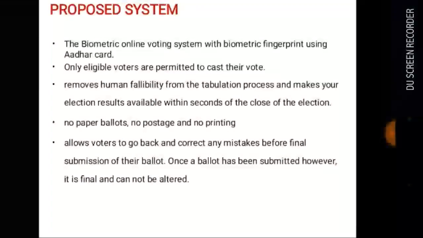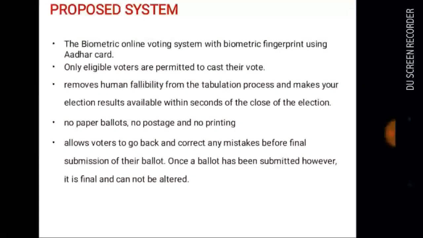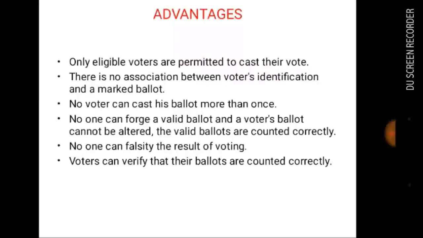Proposed system: the biometric online voting system with biometric fingerprint using Aadhaar card. Only eligible voters are permitted to cast their vote. Remove human fallibility from the tabulation process and make your election results available within seconds of the close of the election. No paper ballots, no postage, and no printing. It allows voters to go back and correct mistakes before final submission of their ballot. Once a ballot has been submitted, however, it is final and cannot be altered.